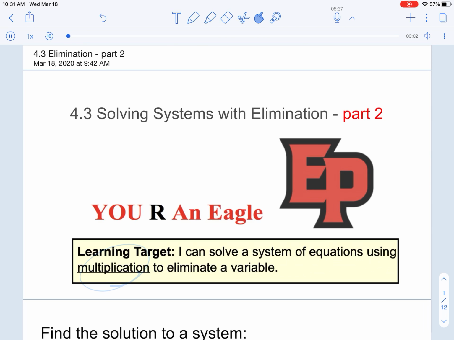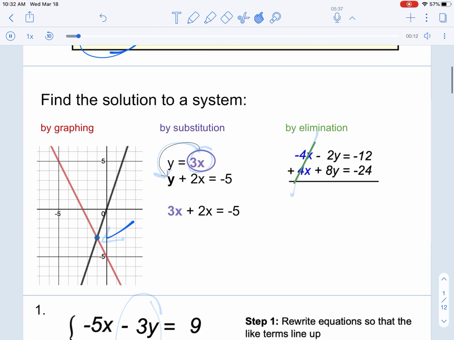This is 4.3, Solving Systems with Elimination, Part 2. We're going to solve systems of equations using multiplication in order to eliminate a variable. We've seen how to solve by graphing, by substituting, and by eliminating.